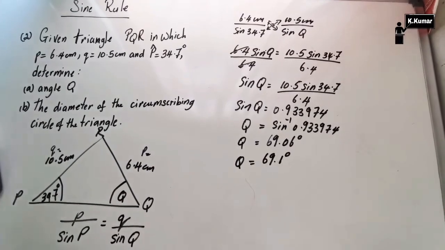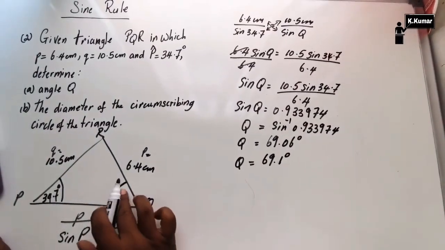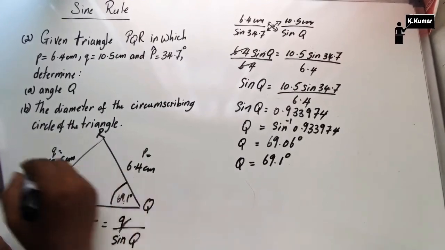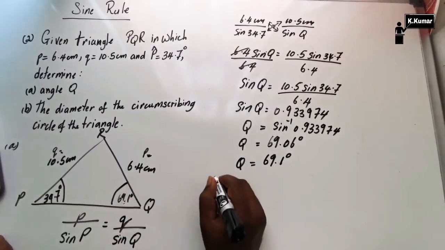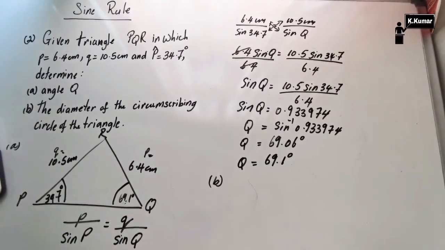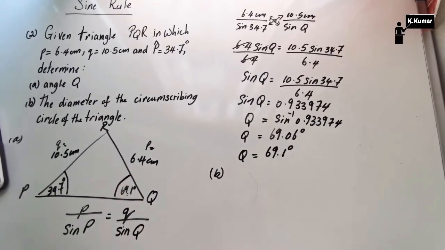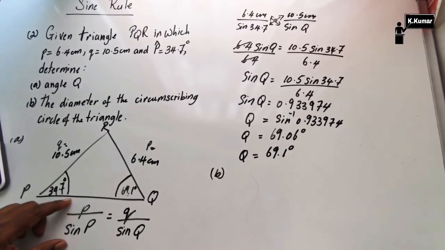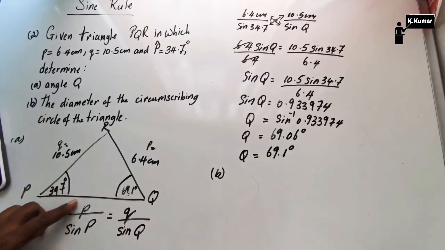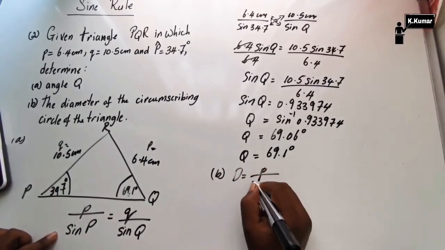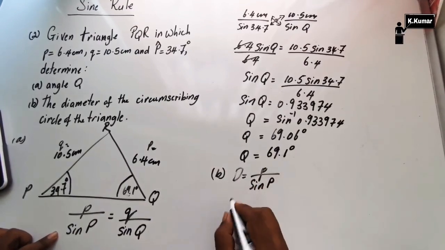So that's the A part. The answer is 69.1 degrees. So this angle here is 69.1 degrees. So let's go to the B part. Remember, we're finding the diameter, we use either one of these, right? So we're going to use the one that's given, or the one that we know, which would be P over sine P. So the diameter is equal to P over sine P.